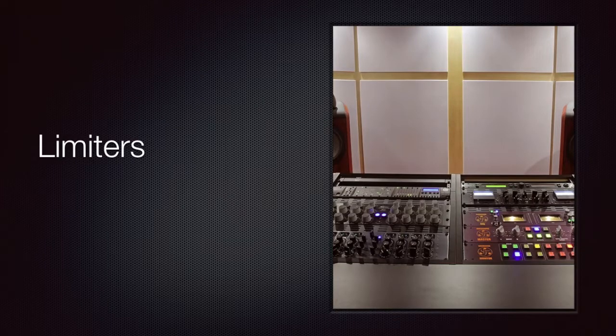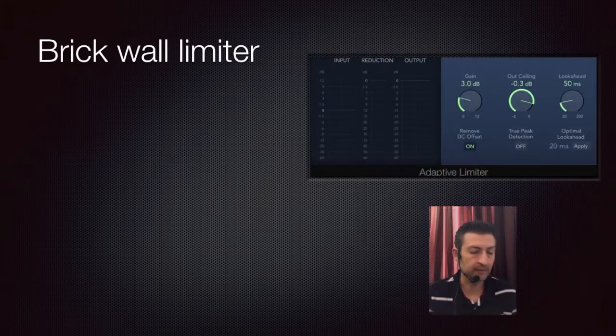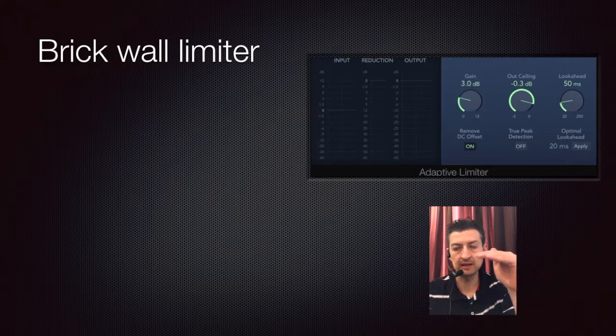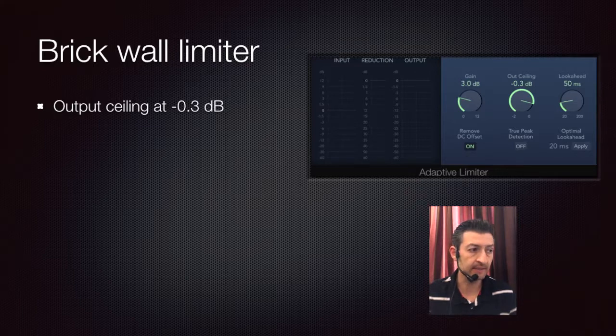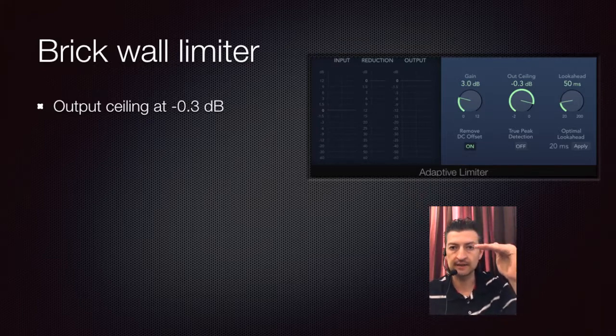The last process in our mastering chain should be a limiter. And they are also called brick wall limiters because they set the maximum peak in the whole track. So this maximum peak is called ceiling, output ceiling, and we have to set it somewhere below zero because zero is the maximum value. So we have to set it a little lower.